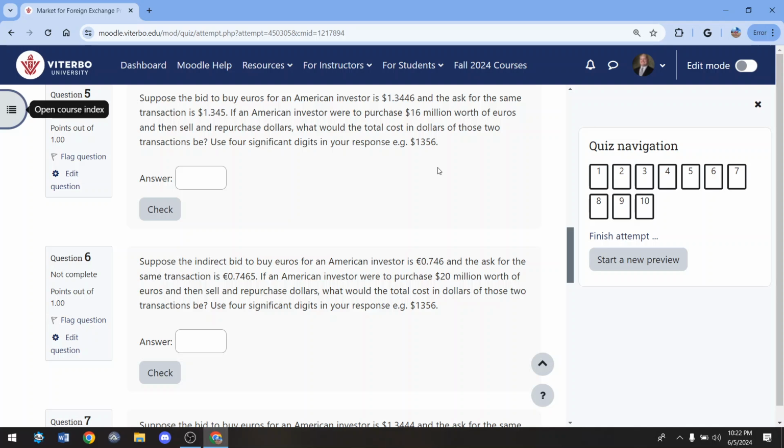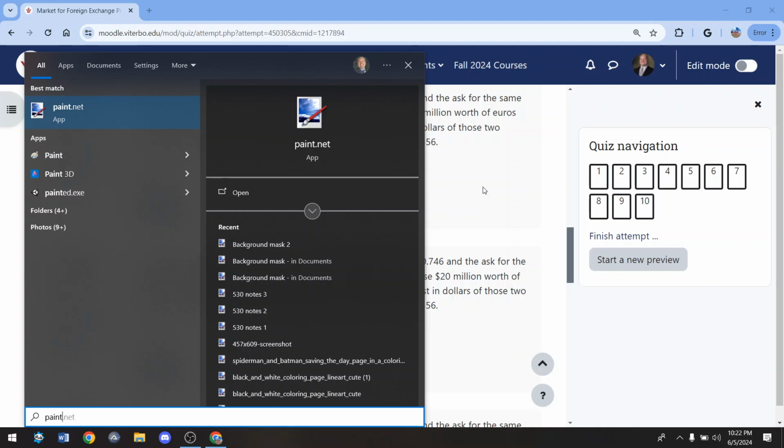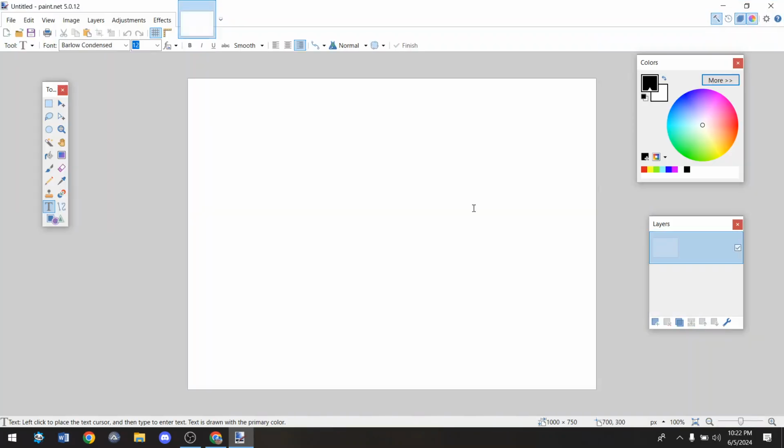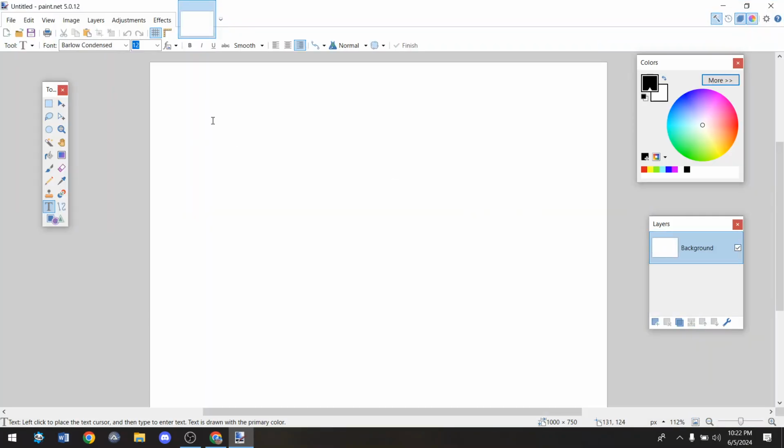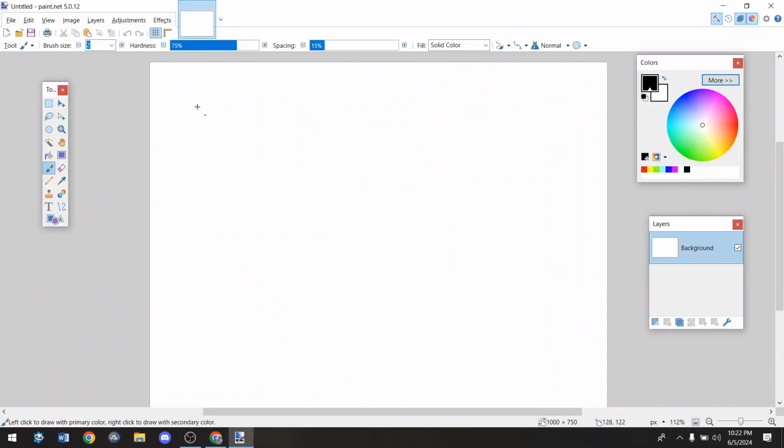So we'll start with the 16 million. I'm going to go ahead and fire up a paint program so I can draw here. My favorite, paint.net. Zoom in a little bit. Get out the brush. All right, so we said we were starting with $16 million.